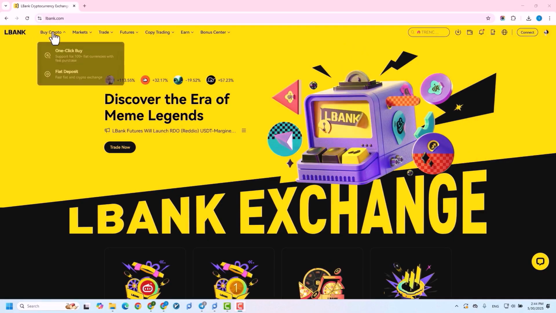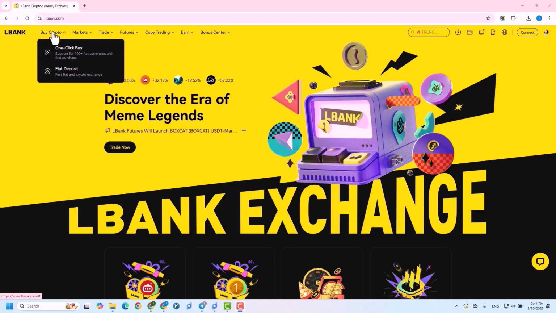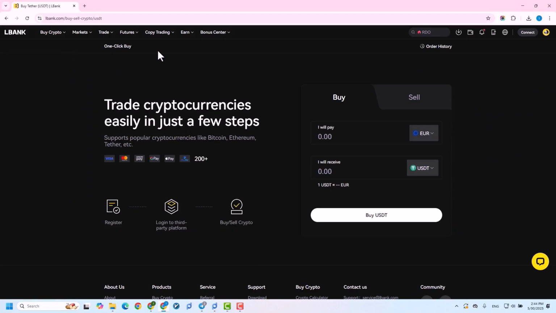The first section is about buying crypto, which allows users to easily purchase their desired cryptocurrency directly with fiat currencies, without needing much technical knowledge. Currently, this section includes two main options: one-click buy and fiat deposit. In the one-click buy section, instant purchase with a single click, this option is designed for users who want to buy cryptocurrency very quickly and with minimal steps.